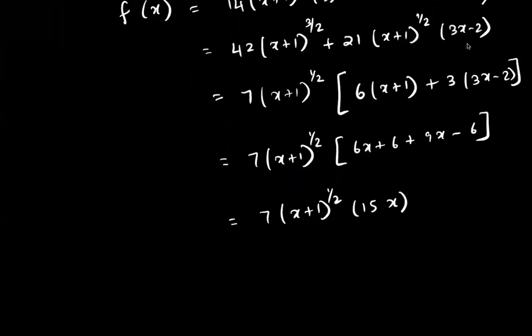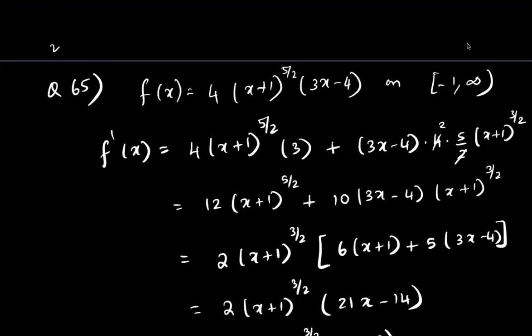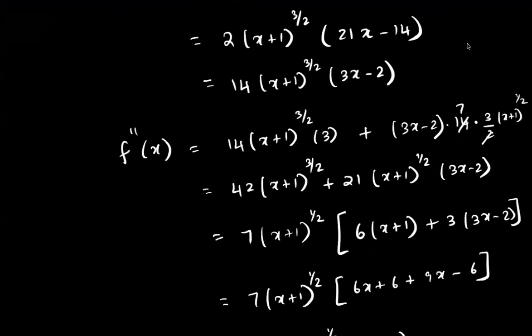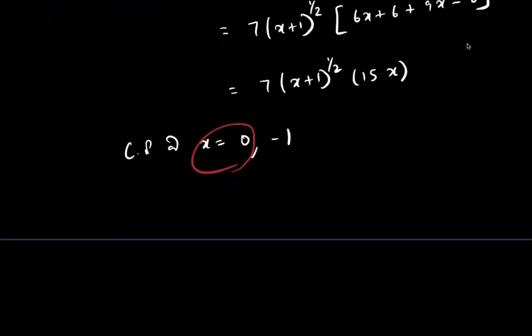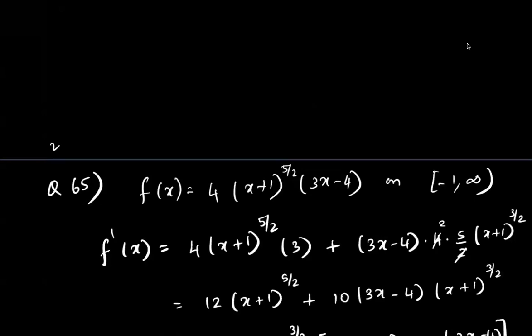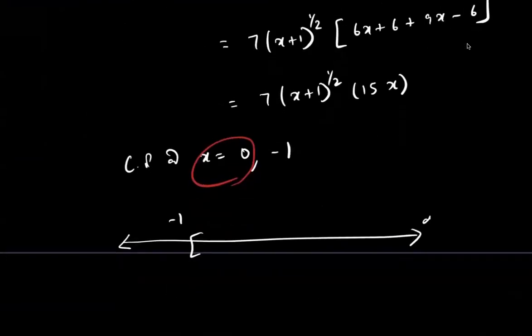So what are my critical points for this? At x equals 0 and −1. Now let's see the domain. So −1 is an endpoint, which means the only critical value is 0. Then I draw my number line, −1 to infinity, right? And then I take my test points. 0 is my critical value here. So between 0 and −1, I take −1/2, and 1 here.